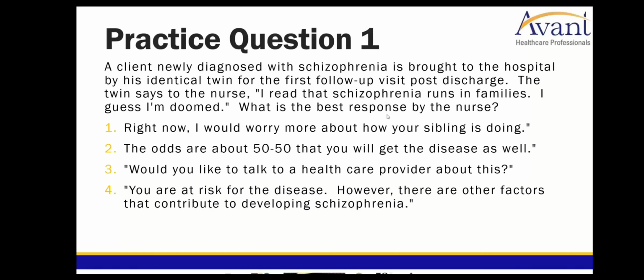Okay. Number 1, right now I would worry more about how your sibling is doing. Number 2, the odds are about 50-50 that you will get the disease as well. Number 3, would you like to talk to a healthcare provider about this? Number 4, you are at risk for the disease. However, there are other factors that contribute to developing schizophrenia.